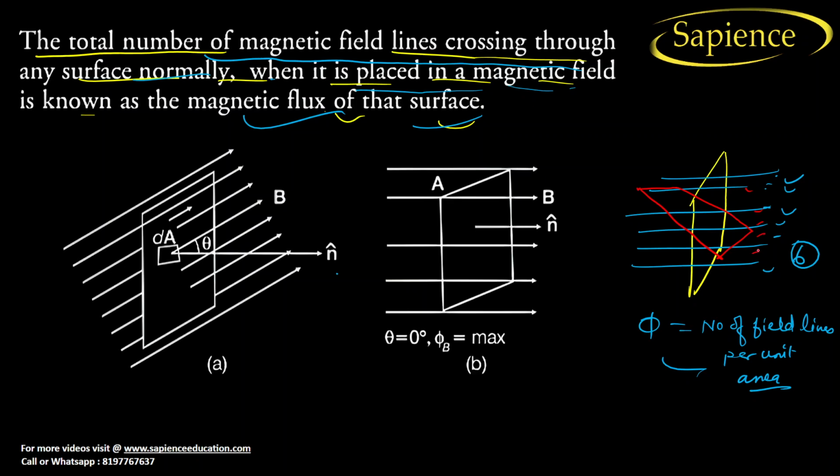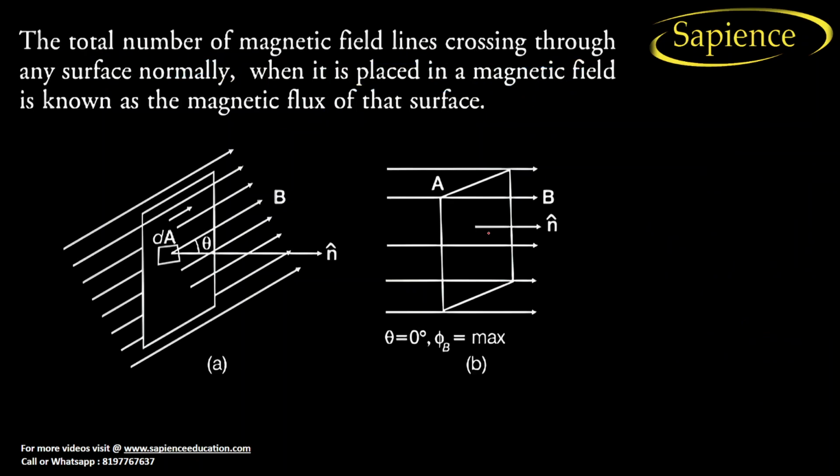One, 2, 3, 4, 5. So the maximum number of lines passing through is when the area vector is parallel to the field, or the surface is perpendicular to the magnetic field. Okay. Now see here, we will always compare everything with the area vector.